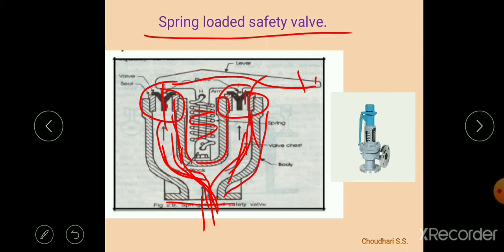And when pressure drops, this spring force or spring load and lever come back to their position. So that is the operation of the spring loaded safety valves.